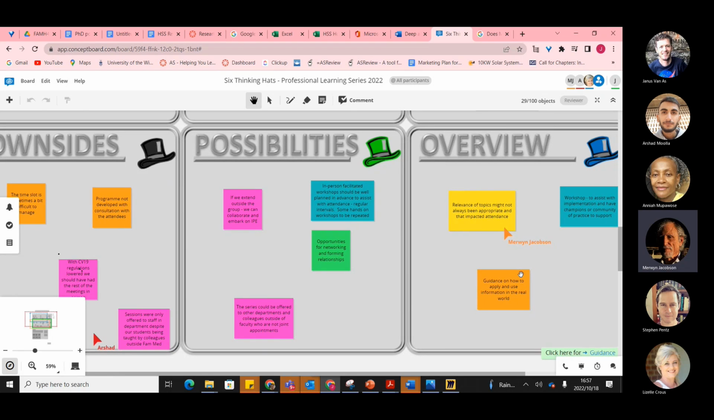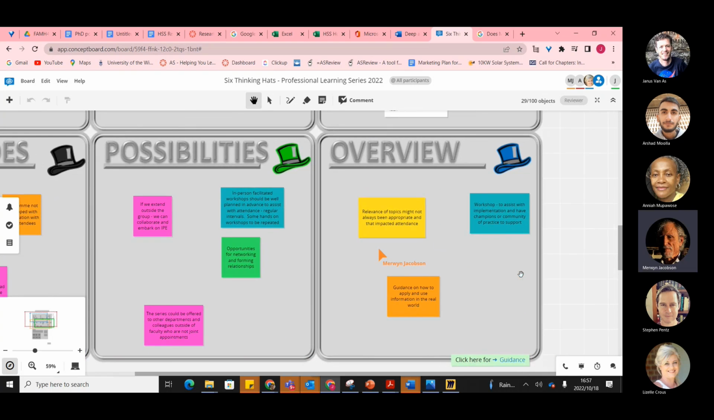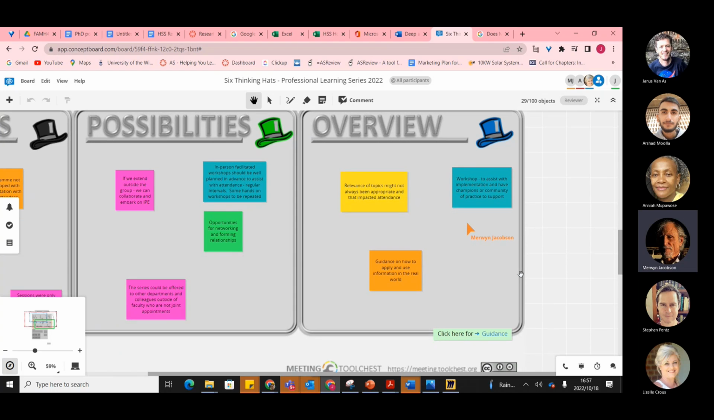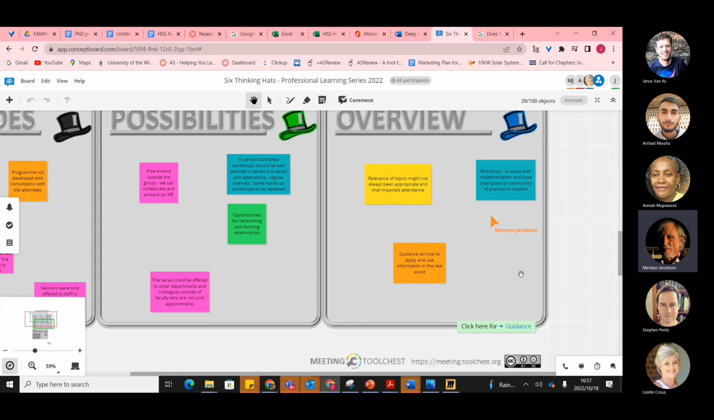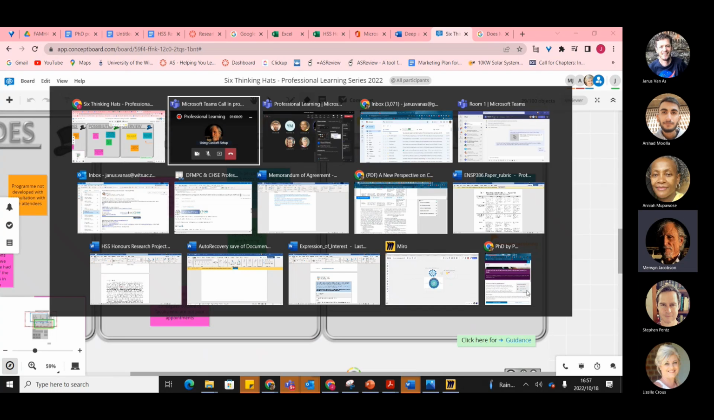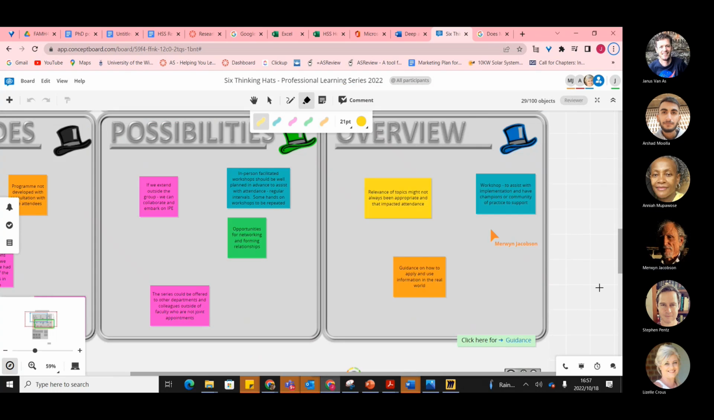And in terms of our blue hat, the topics might not always have been appropriate, and that possibly impacted on attendance. We felt that there should be workshops to assist with implementation and have champions or a community of practice to support, and there should be guidance on how to apply and use the information in the real world. Some of it was a bit didactic rather than practical. So that was our overview.